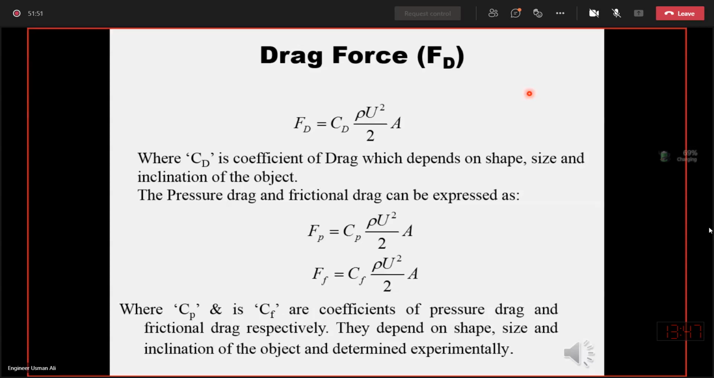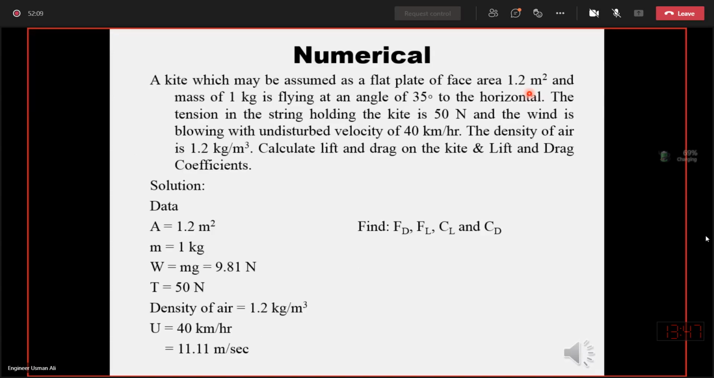Cf rho u square by 2 into A. Cp and Cf are known as the coefficient of pressure drag and the friction drag respectively, and they also depend on the shape, size, and inclination of the object, and they can also be determined experimentally. Let us solve a numerical to see how we can find these forces.